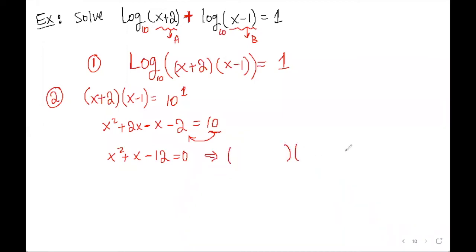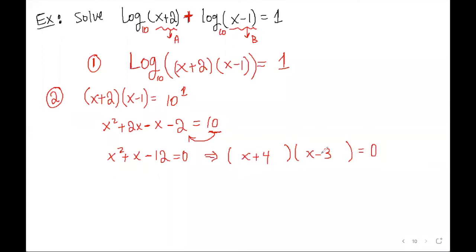4 and negative 3. So (x plus 4) and (x minus 3). This is what you said? Yes. Okay. 4 times minus 3 is negative 12. 4 minus 3 is 1. This is true. Thank you.